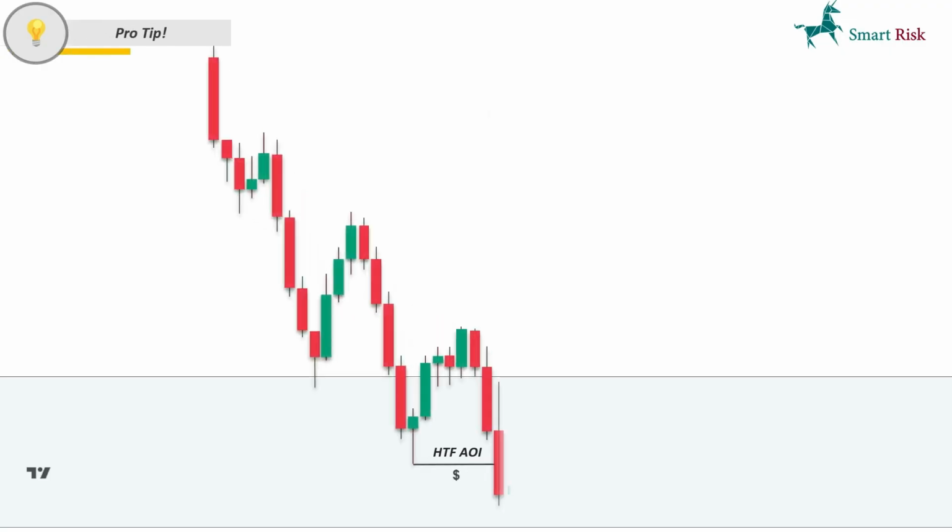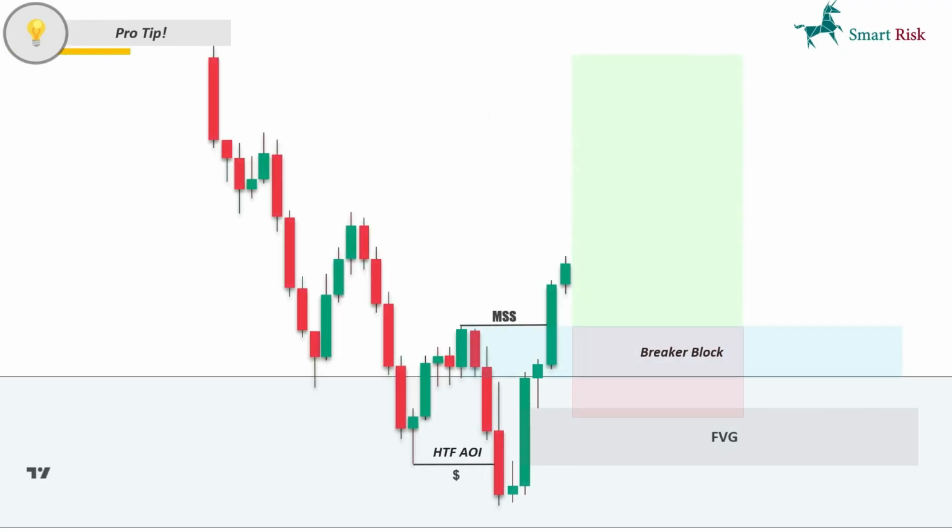Breaker blocks are often the main reason why price doesn't return to a fair value gap that forms right after a liquidity sweep, or after tapping into a higher time frame area of interest. In many cases, breaker blocks are positioned slightly above or below the fair value gap, and because of that, price is more likely to react from the breaker block first, instead of filling the gap.